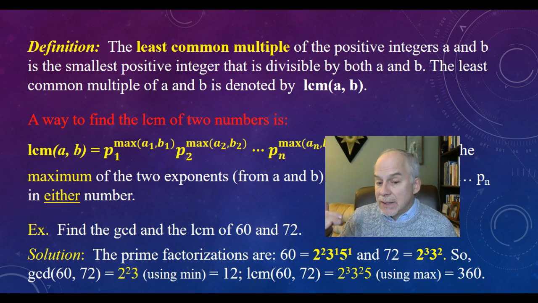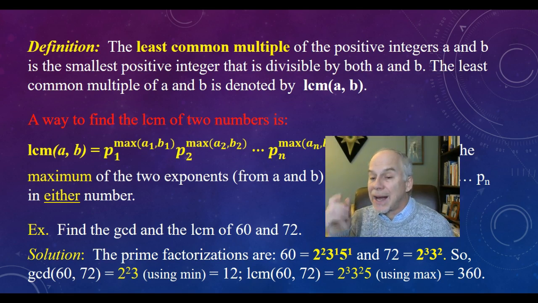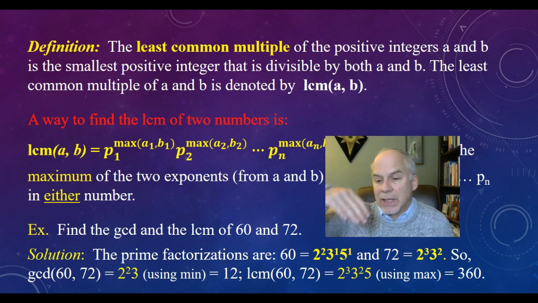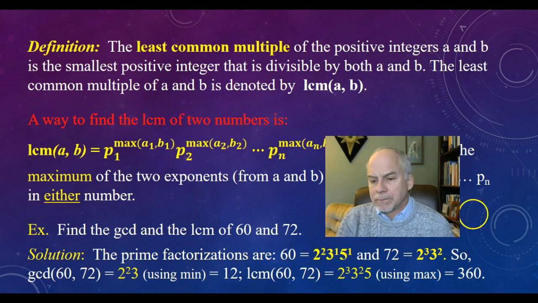Now, the reason the least common multiple is larger is because it's a multiple of both those numbers. So we are looking for larger numbers that are multiples of both 60 and 72, and 360 is a multiple of 60, but also 360 is a multiple of 72. So it's the least common multiple of the two. All right. But it's ironic that for a least common multiple, you're taking the maximum that occurs.